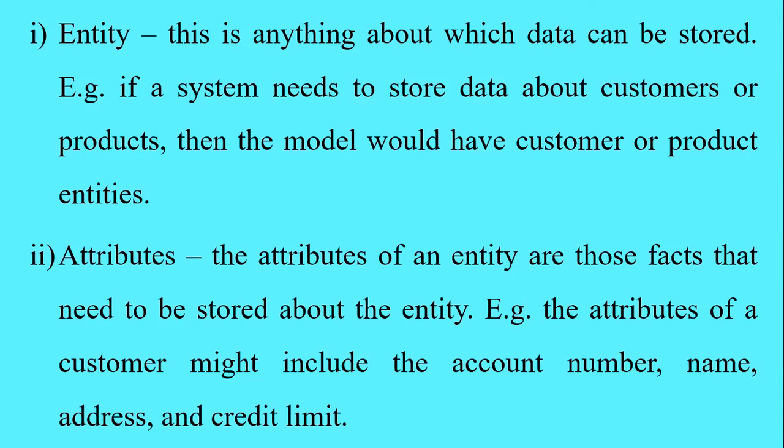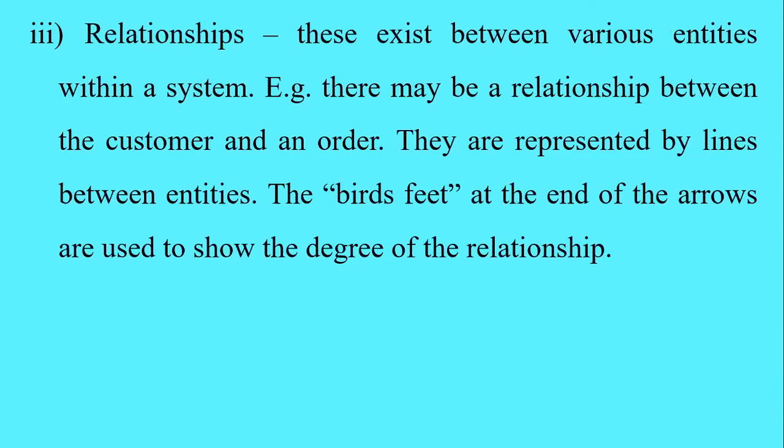Number two is attributes. The attributes of an entity are those facts that need to be stored about that entity. For example, the attributes of a customer might include the account number, his or her name, his or her address, and credit limit.